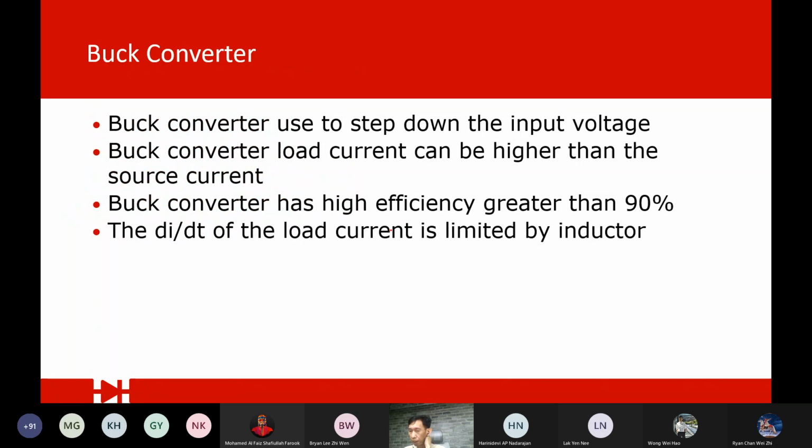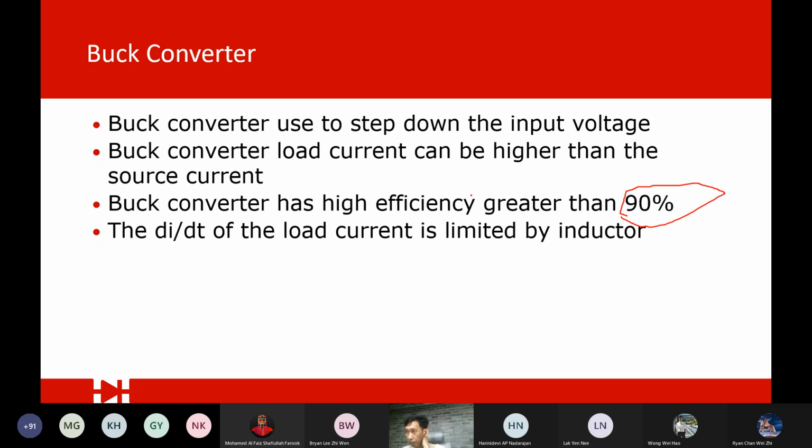Now we start with the buck converter. The buck converter is used to step down the input voltage. Remember, buck is to step down. A typical example is just like a regulator: you have 12 volts in, you can get 5 volts or 3 volts. It's just to step down. When you step down, this buck converter has a higher efficiency, which is greater than around 90%.